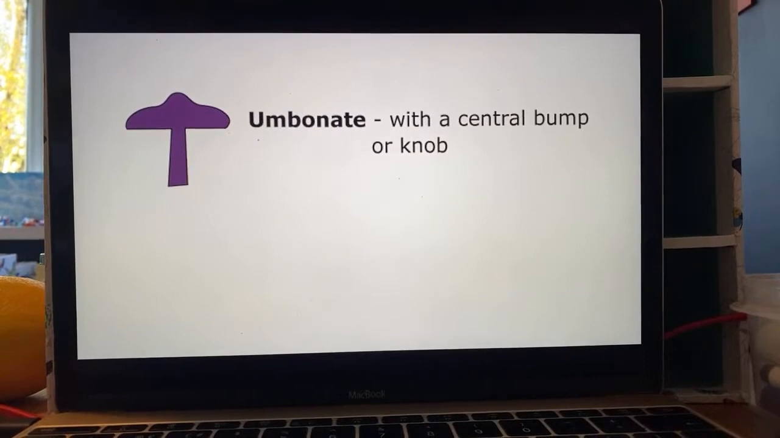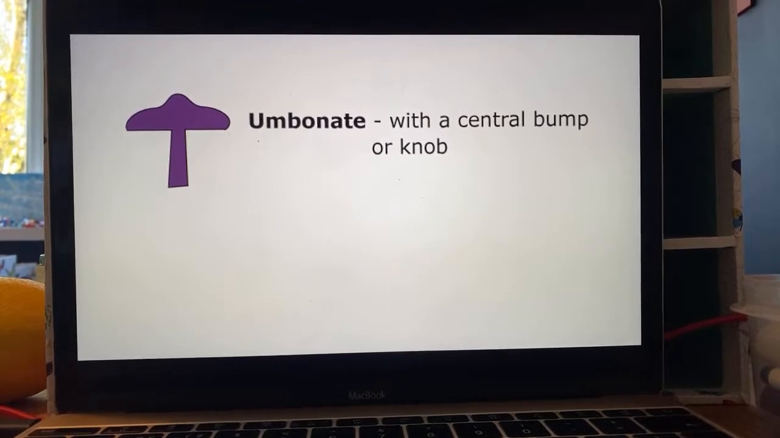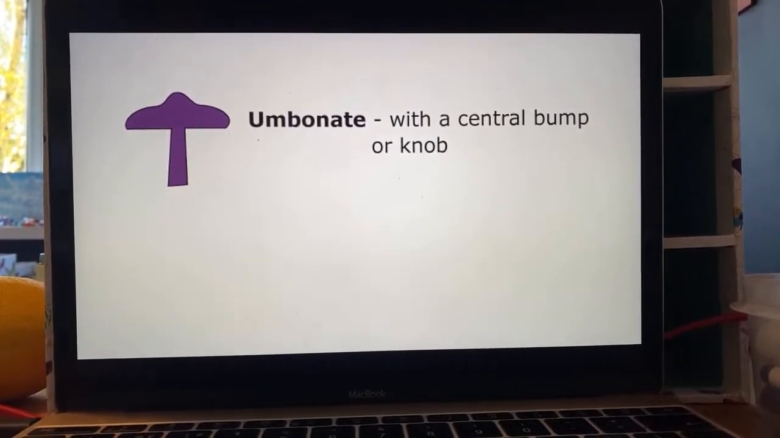I just thought that doing something with our hands might help the information to stay in our heads a bit better. So yeah, this is the umbonate cap shape. The umbo is the little knob on the top, actually. So that purple mushroom that we looked at earlier, the lilac fibre cap, had a little umbo, which is how I suspected that it wasn't my mushroom, because my mushroom didn't have an umbo.